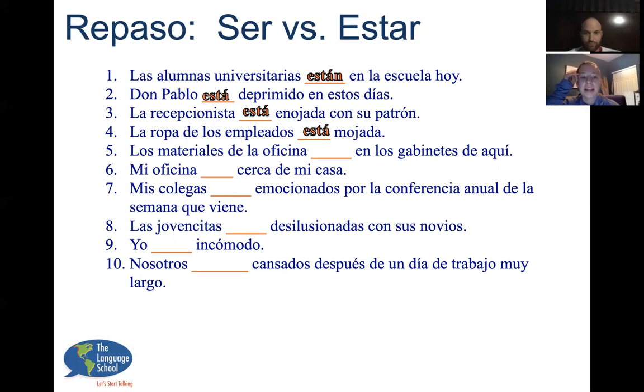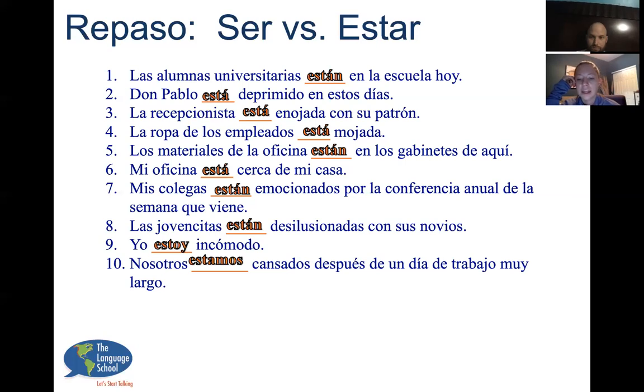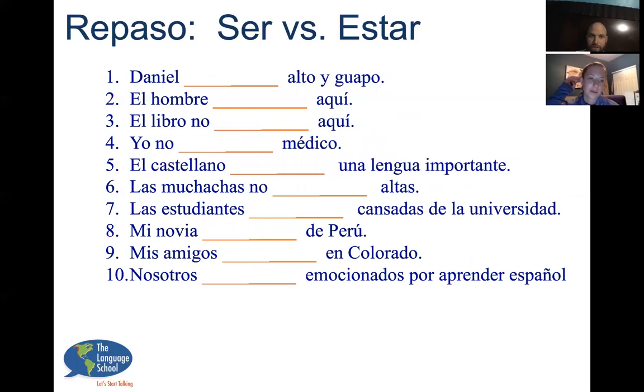Los materiales de la oficina están en los gabinetes de aquí. Muy bien. Mi oficina está cerca de mi casa. Mis colegas están emocionados por la conferencia anual de la semana que viene. Muy bien. Las jovencitas están desilusionadas con sus novios. Yo estoy incómodo. Nosotros estamos cansados después de un día de trabajo muy largo. Muy bien, Carly. Okay. Same thing.